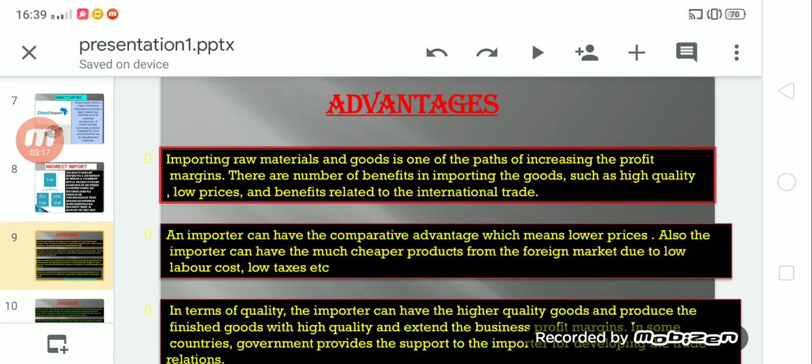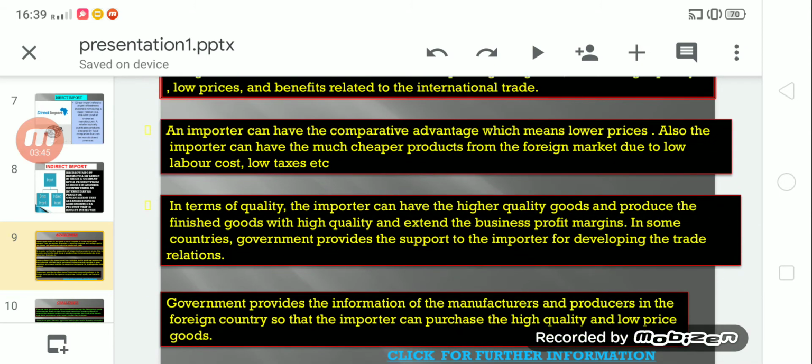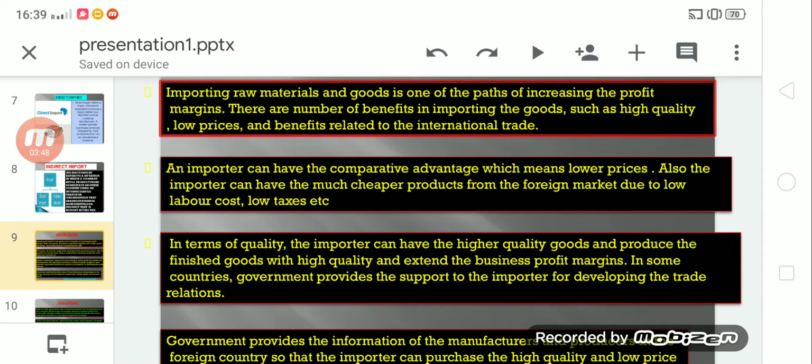Advantages. Importing raw material and goods is one of the paths of increasing the profit margins. There are a number of benefits in importing goods, such as high quality, low prices, and benefits related to international trade. An importer can have the comparative advantage, which means lower prices. Also, the importer can have much cheaper products from the foreign market due to low labor cost, low taxes, etc. In terms of quality, the importer can have higher quality goods and produce the finished goods with high quality and extend the business profit margins.